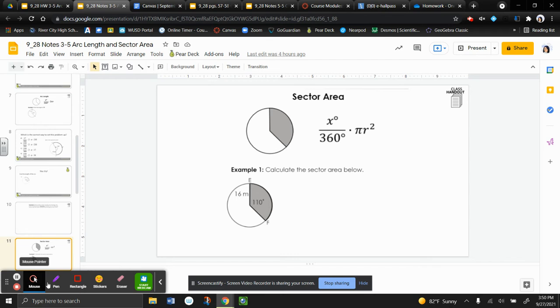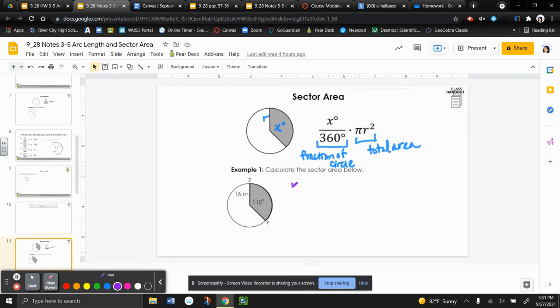All right, so now let's talk about sector area. So sector area is the same idea, but instead of a fraction of the whole circumference, it's just a fraction of the area. So again, we need to be given the fraction of the circle as well as the radius. So this first part represents the fraction of the circle. And this equation represents the total area. Okay, so the process is relatively the same, it's just a different formula.